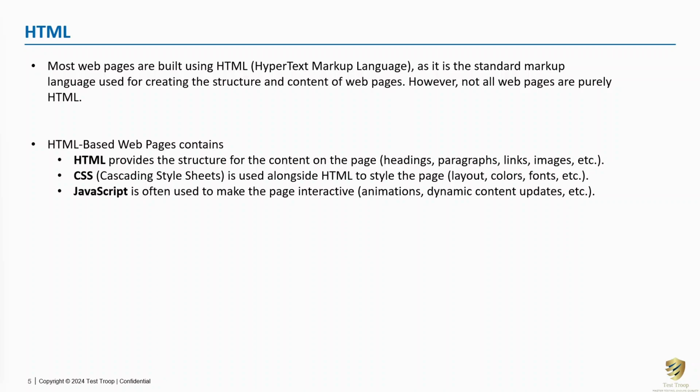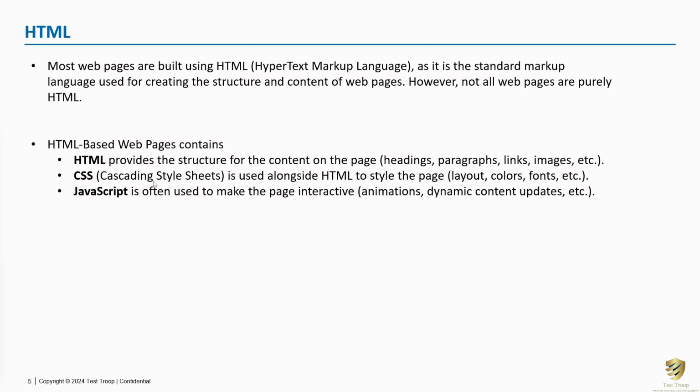Let us understand how web pages are built and structured. Most web pages are built using HTML, the Hypertext Markup Language, as it is a standard markup language used for creating the structure and content of web pages. However, not all web pages are purely HTML. They also contain some extra elements. Basically, simple HTML-based web pages contain HTML, which provides a structure for the content of the web page, like the headings, paragraphs, links, images, etc.